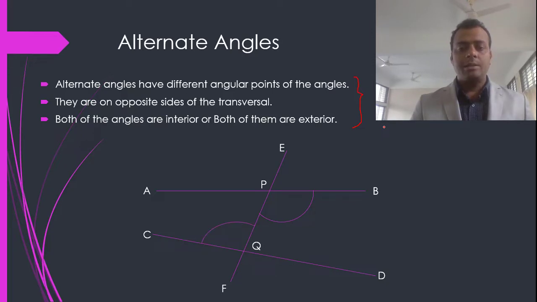BPQ and CQP are two alternate angles, are mutually alternate angles. Now you can see DQF and APE are also alternate angles because they both are exterior, their angular points are different, and also they are on the opposite side of the transversal. One is at the left side and another one is on the right side. So they are the examples of alternate angles.